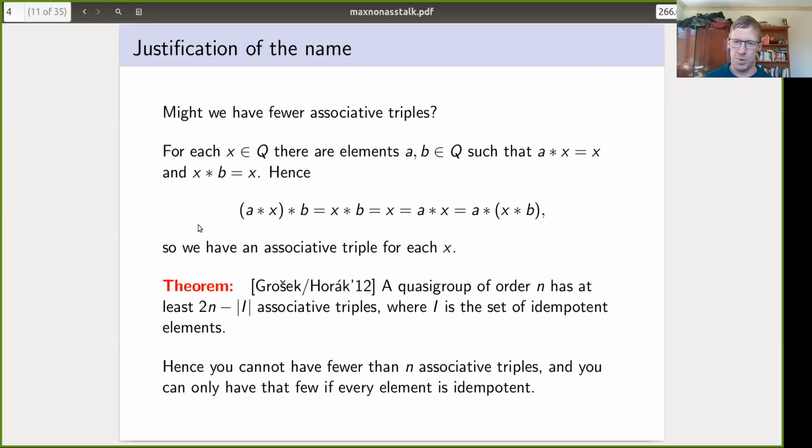n associative triples, but what this actually tells you is that you can't even achieve n associative triples unless every element of your quasi-group is idempotent. So that justifies using the name maximally non-associative quasi-groups for the case when all the elements are idempotent, those are the associative triples.